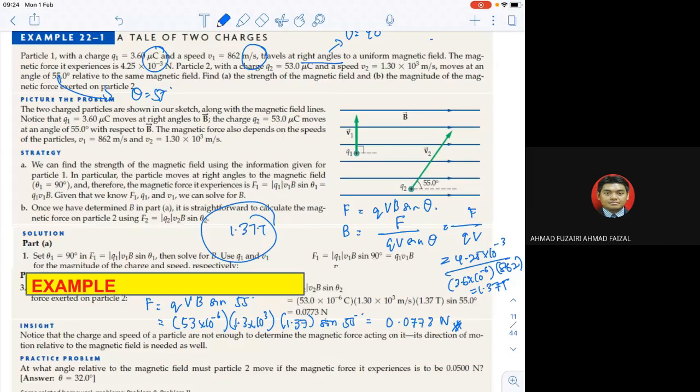Okay, so the idea here is they want you to understand that you can use the same magnetic field. From part A, you calculate the magnetic field first, and then you use it in the part B question. So we don't have to find the magnetic field again, because you can use the same magnetic field as part A.